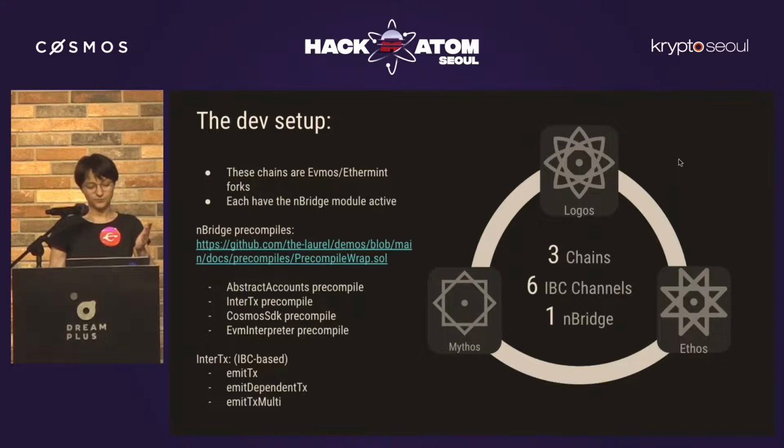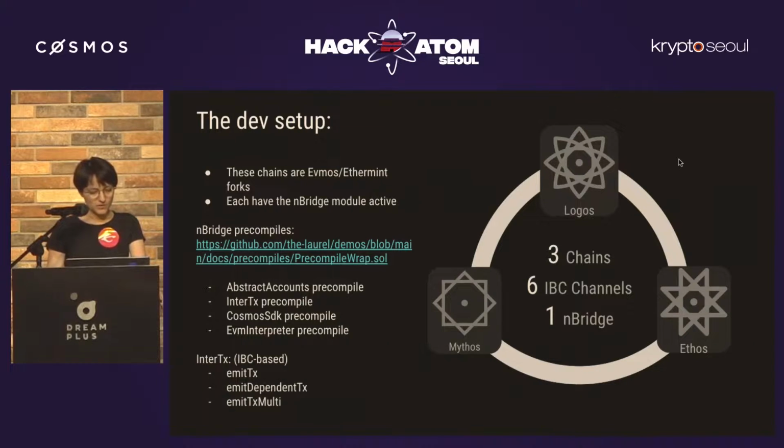The intertransaction precompile has 3 main functions that are quite important. You have emit transaction, which allows you to do an IBC transfer from the EVM. You have emit dependent transaction, which allows you to do a transaction on your current chain and one on another chain, but they should be dependent on one another, so if one fails, the other one fails too. Also through IBC. And then you have emit transaction multi, which allows you to send from one chain transactions at the same time on many other chains that you have a routing of IBC connections.